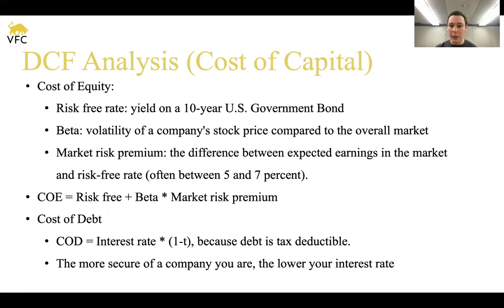Cost of debt is definitely simpler and more intuitive. You just find the interest rate that the company would pay out on a debt instrument, such as yield on a corporate bond, and you multiply it by 1 minus the tax rate, because debt is tax deductible. And less risky companies will have a lower interest rate and therefore a lower cost of debt.